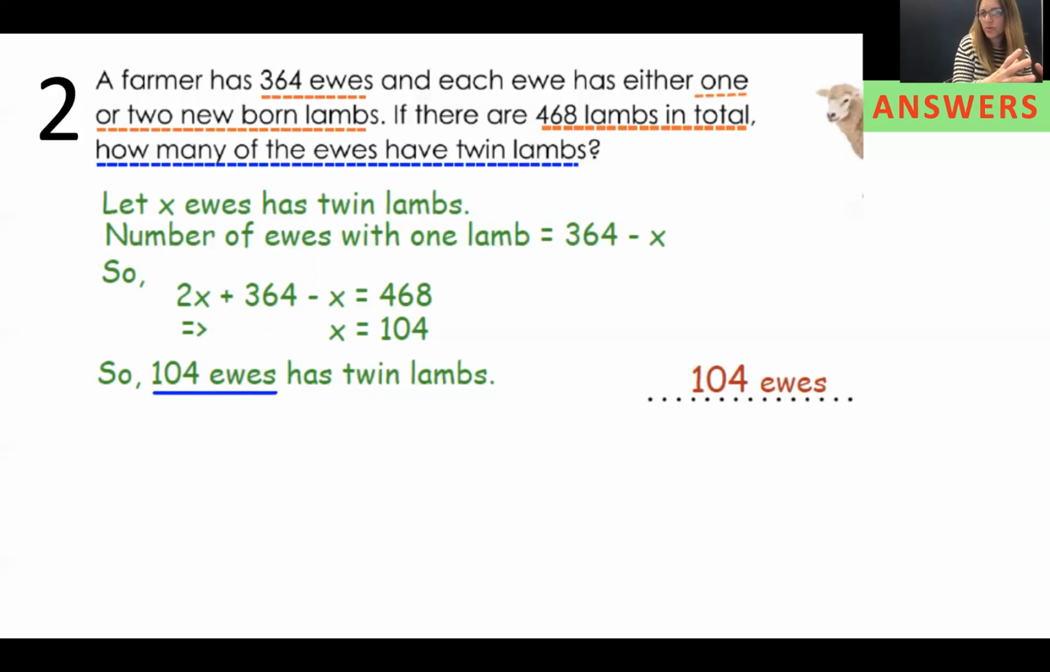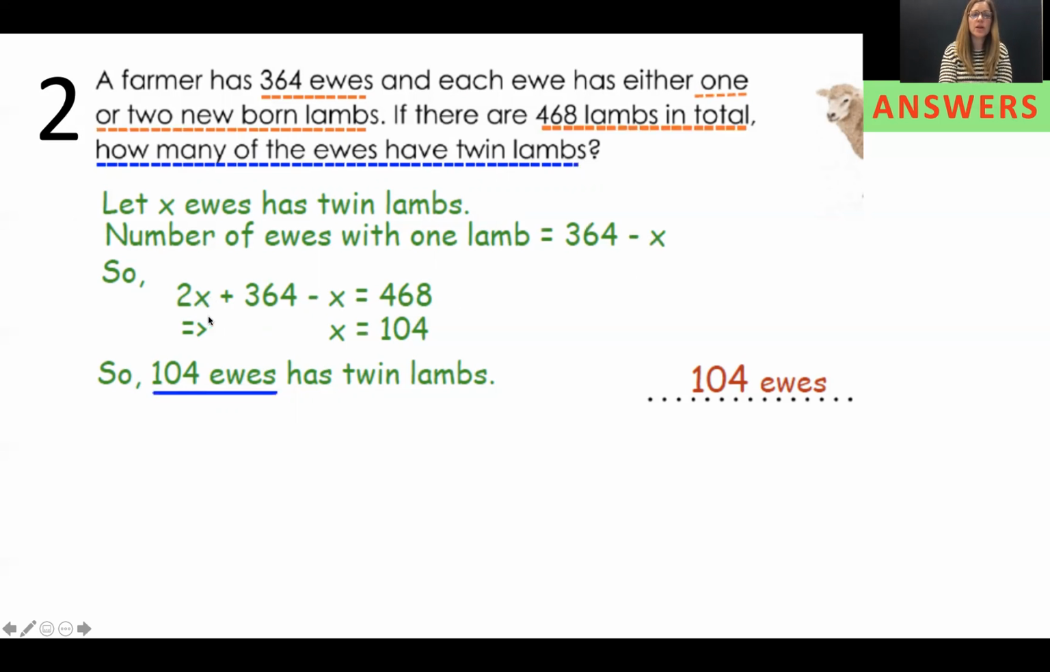Some of our ewes have twins. They have 2 newborn lambs, and some just have 1. There's 364 ewes, the mums, and there are 468 lambs. So we have to work out how many of the ewes have twin lambs. So in order to do that, we need, again, to form and solve an equation. So if the number of ewes that have twin lambs is x, then the number of ewes that only have 1 lamb is 364 subtract x, okay?